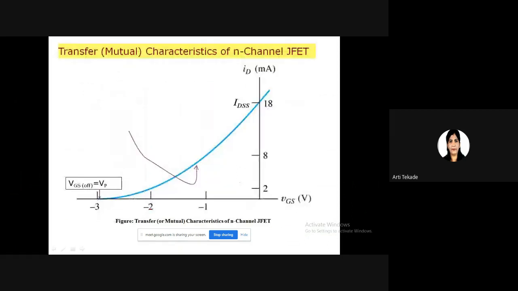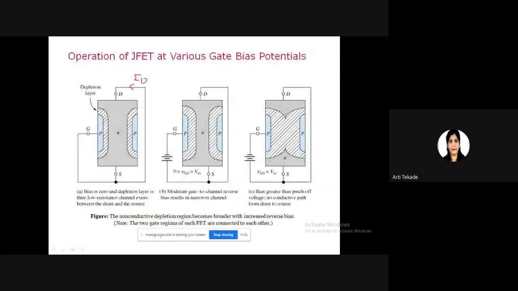If you see the graph, when VGS is 0 and we have applied the VDS, the current ID is maximum and it is represented as IDSS. So the current is maximum at that time and its value is equal to IDSS. It is the maximum current flowing through the JFET when we have not applied any VGS.